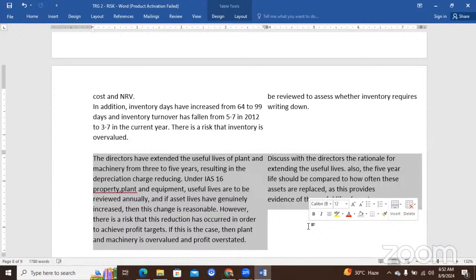So actually we need to discuss with the directors the rationale behind extending the useful life. Why did they extend the useful life, what is the reason or rationale behind this extension? That we need to discuss. So that is the audit risk and the response. So it is a possible misstatement under IAS 16 and IAS 8. Copy this.